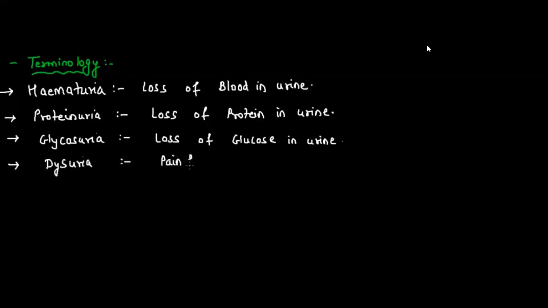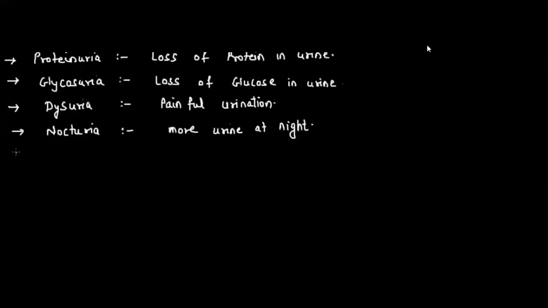Then we have dysuria. Dysuria means painful urination. The person is not able to pass urine comfortably. Then we have something called nocturia. Nocturia means more urine at night time. During daytime he urinates normally, but during night time he will urinate more than the normal amount. So it is also a technical disorder called nocturia. Then there is a word called hypokalemia and a word called hyperkalemia. We have to discuss all these words.